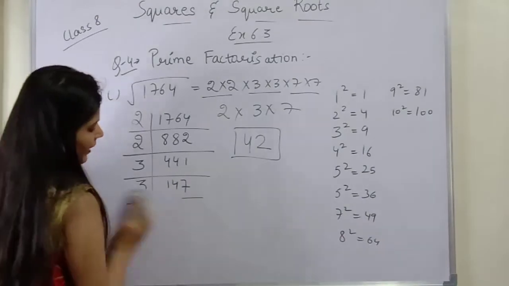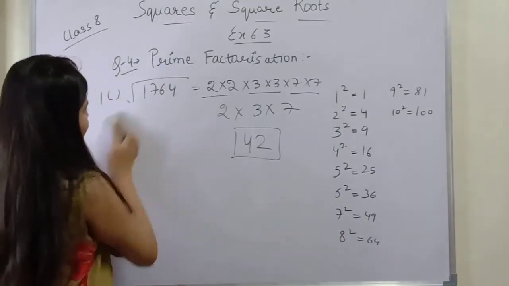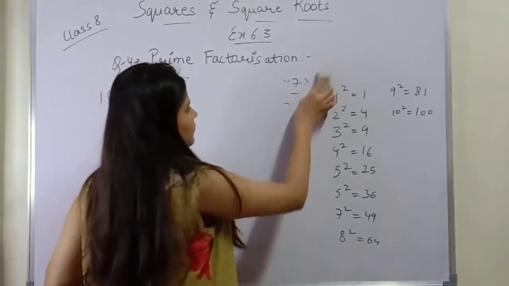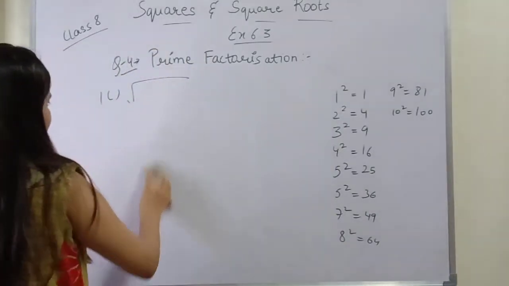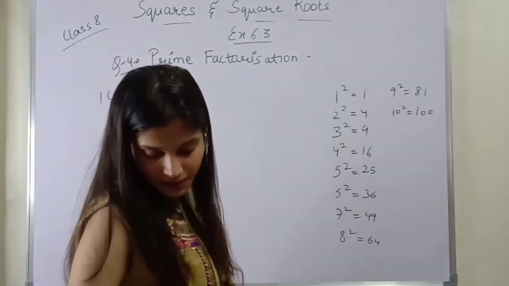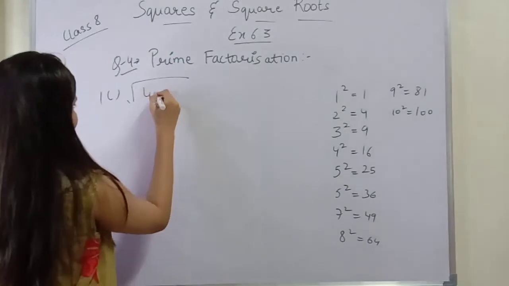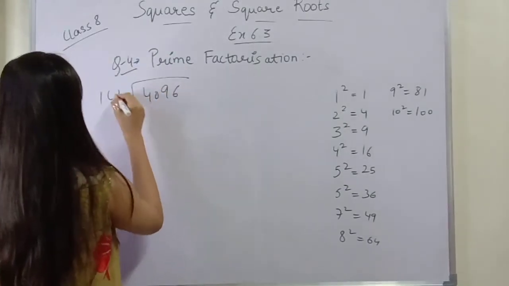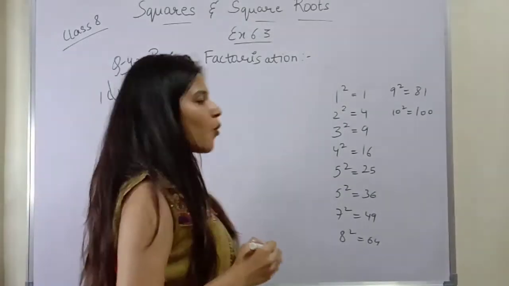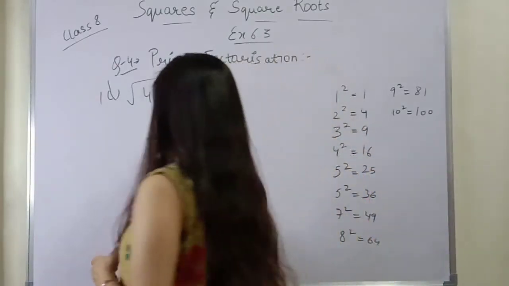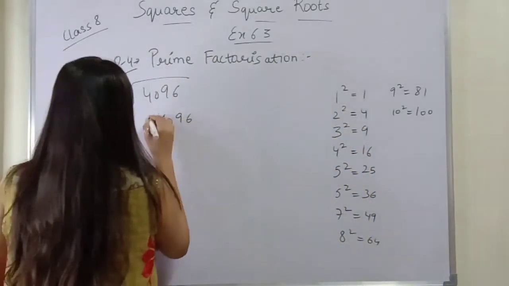Now children, part number D is 4096. Part number D is 4096. Now let's take the LCM.